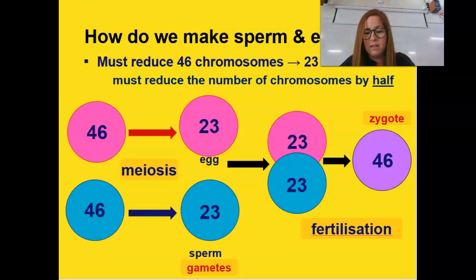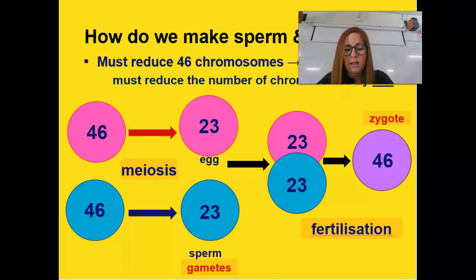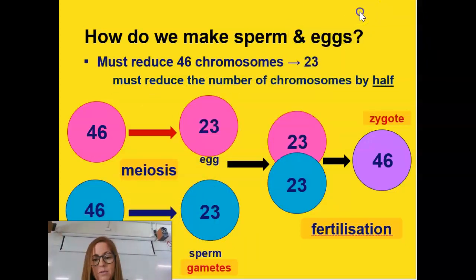And so how do we make sperm and egg? Well, the process by which we do that is we have to reduce the number of chromosomes. So we start with a cell that has 46 chromosomes, and through the process of meiosis, we will reduce the number of chromosomes to 23. And then the egg and sperm, which are called gametes, will meet through fertilization and will form a zygote, which then brings the number back up to 46.